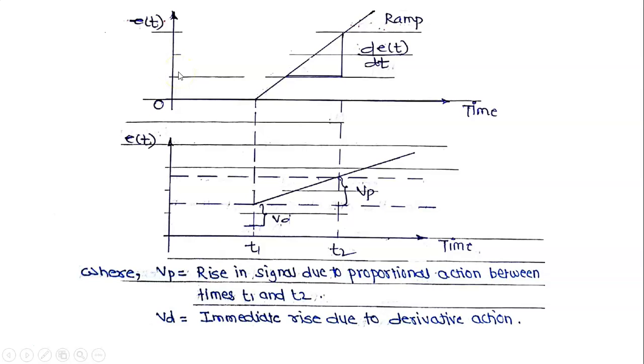Therefore, this is the diagram or graph. On the y-axis error signal, on the x-axis time. This is the ramp output. This is the slope, that is d/dt of e(t). Again, if you project this graph on the second graph, there this Vd is the output due to derivative action, and Vp is the output due to proportional action as the time changes from t1 to t2, where Vp is equal to the rise in signal due to proportional action between times t1 and t2. Vd is equal to the immediate rise due to derivative action.